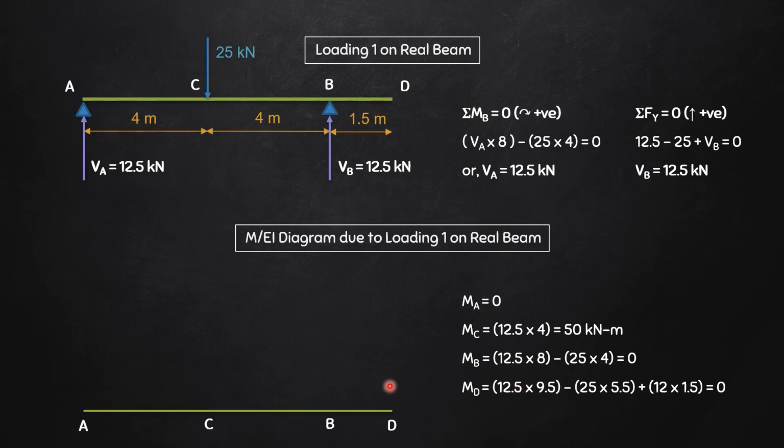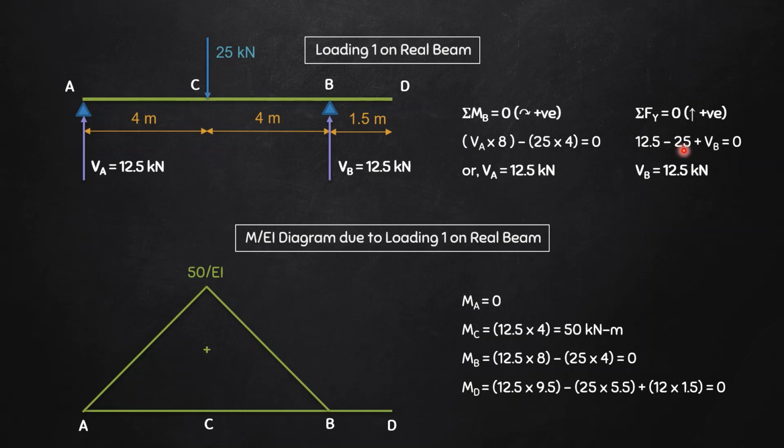How do I draw the diagram? Of course, at A it is 0, at C it is 50, but let's not forget, now I have to draw the M by EI diagram. So I have to draw it for 50 divided by EI. At A it is 0, at C it is 50 divided by EI, at B again it is 0, and at D it remains as 0. Now this whole diagram will be positive. So this is the M by EI diagram due to loading 1, that is 25 kilonewton at C.